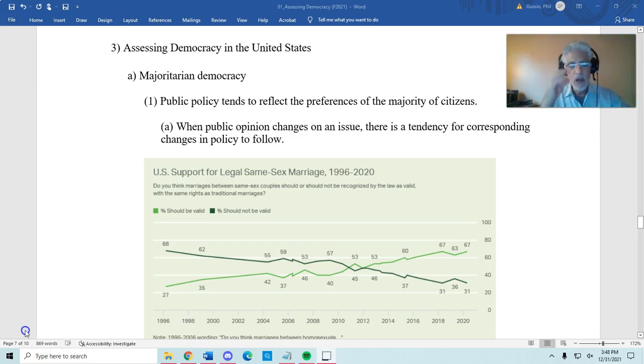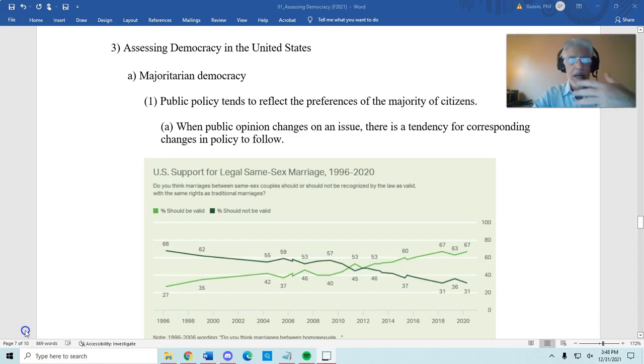In highlighting all three of them, I'm not suggesting to you that one is right and the others are wrong. To the contrary, I would suggest to you that there's probably an element of truth in each one of them, but that's really for you to be the judge. So first, let's talk about this notion of majoritarian democracy.